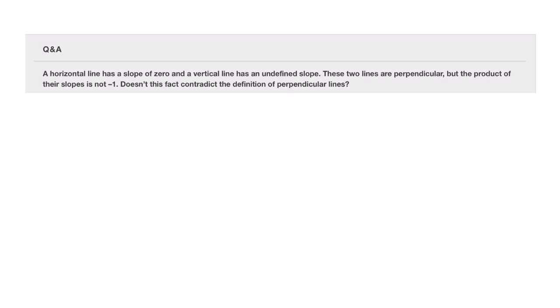Take a moment. Because vertical lines are not functions. That statement we made earlier pertains to functions: the product of the slopes of two non-vertical lines is -1. It's just because the vertical line is not a function.